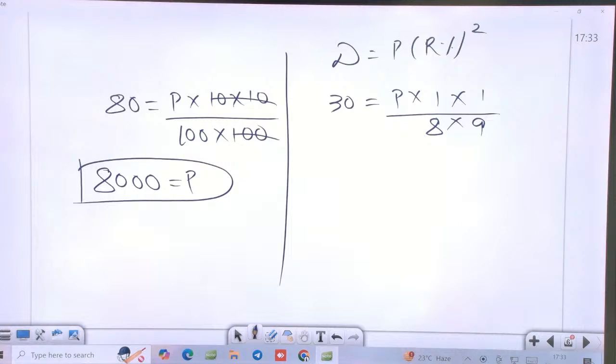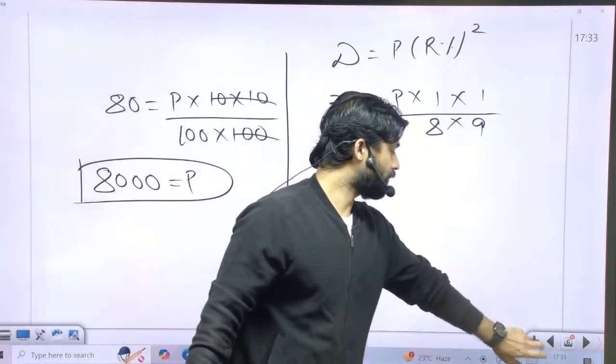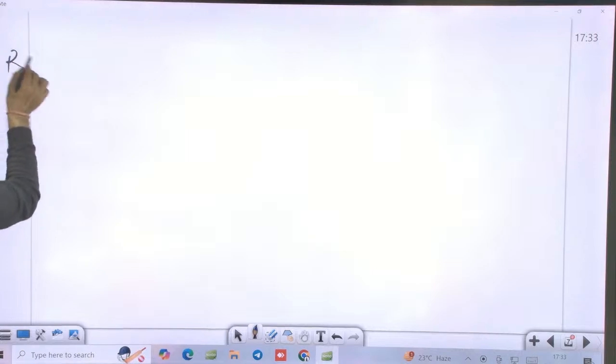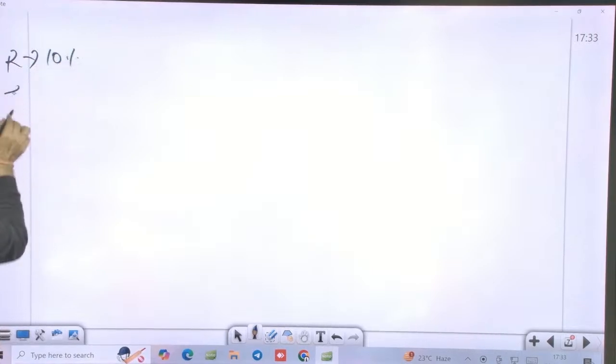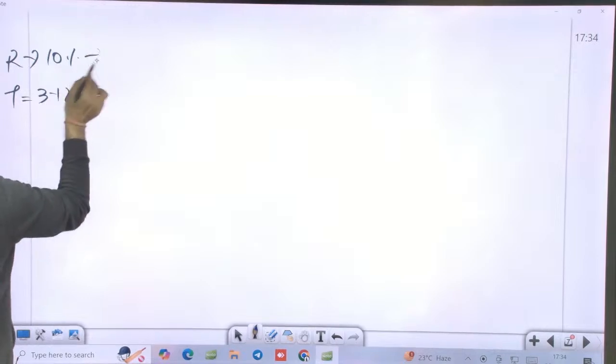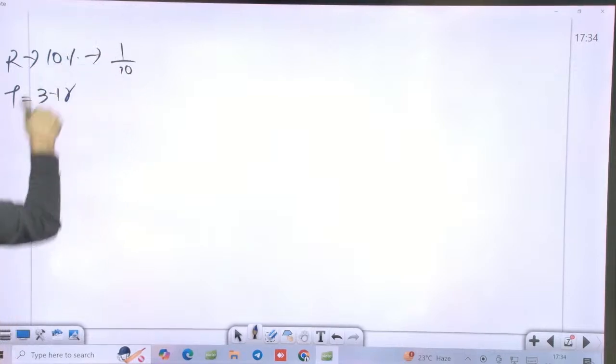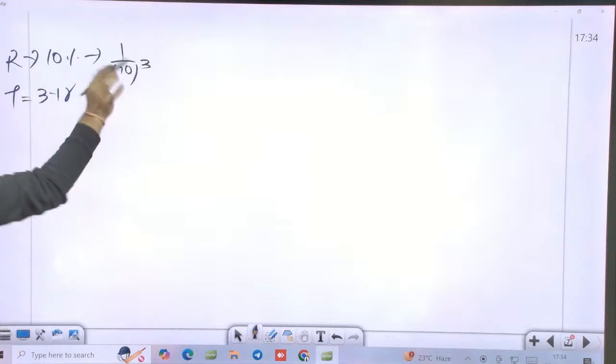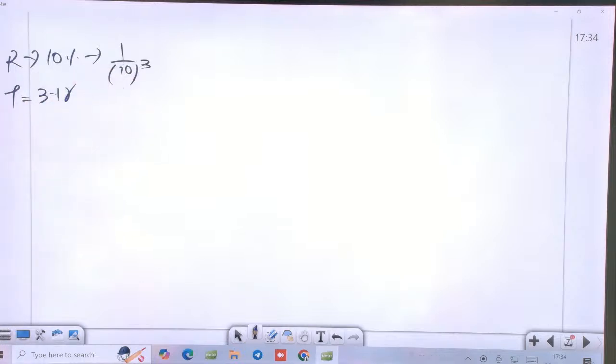Now look at the board, please. This is the case of how many years? Look at the board, please, and leave your copy and pen. This is the last of this chapter. Then after that, the chapter will be completed, because in upcoming questions we have to apply the tree and tree always. Okay. So the rate of interest is 10% and the time is 3 years. If we take the fraction, it is 1 by 10 and time is 3. That's why we have taken that cube.